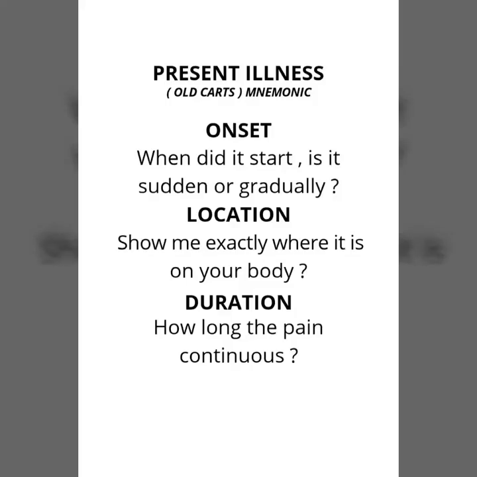So the next step is present illness, and we made a mnemonic for present illness: OLD CARTS. First of all we will elaborate OLD and then CARTS. So O stands for onset. You will ask the patient when did it start and is it sudden or gradual. And then L stands for location, and ask the patient, show me exactly where it is on your body, and look at that location and make a conclusion of that, how it looks and what disease it can be. And then D stands for duration, and ask the patient how long the pain is continuing.